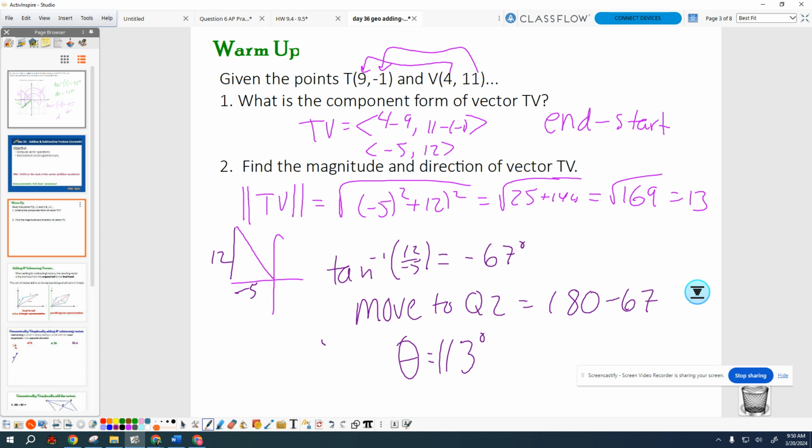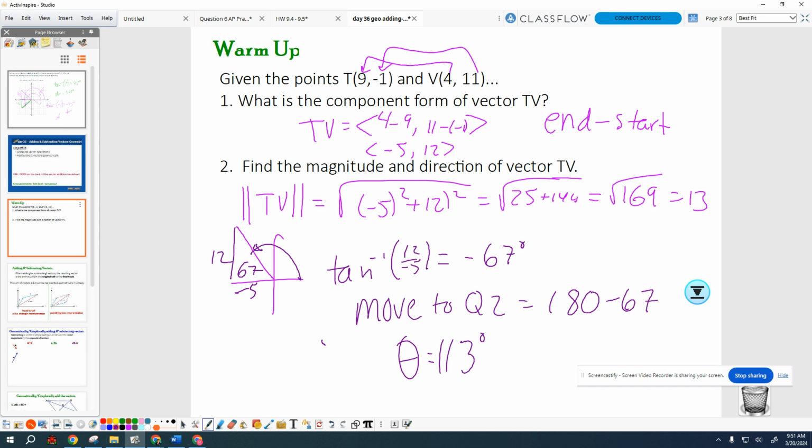Negative 67, but we want it in quadrant 2, so you're at 180 minus 67, which is 113. Okay, I did 180 minus 67 because I want my reference angle of 67 degrees to be in quadrant 2.